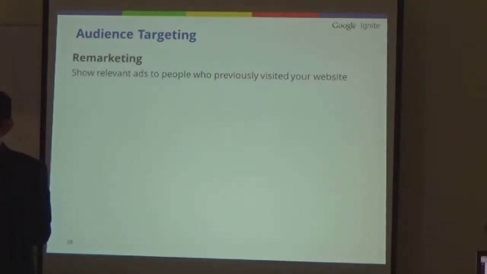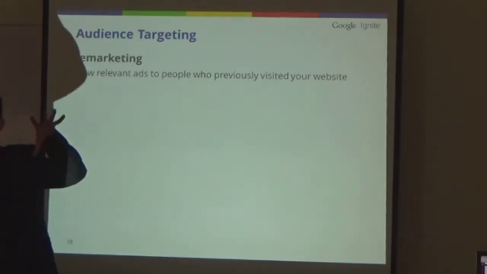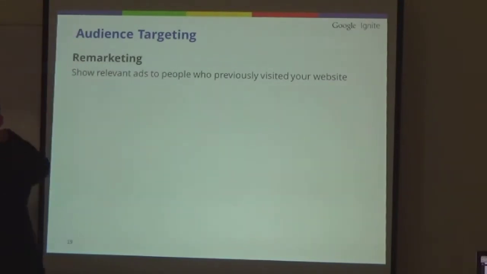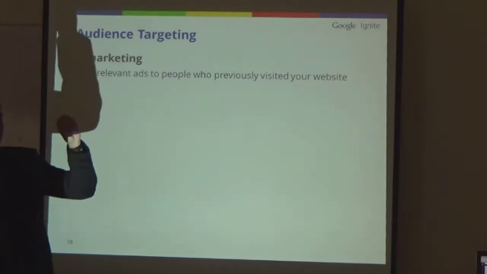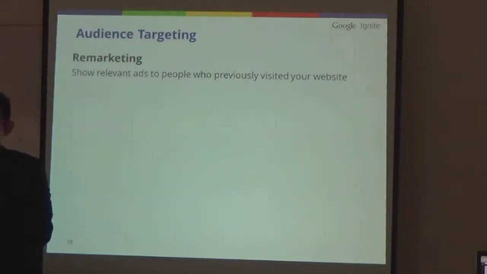Audience targeting. There are two things we're talking about when it comes to audience targeting. Number one is remarketing, and number two is targeting by interest. Bear in mind, in audience targeting, we are not putting in words that are contextually related to show the ads, neither do we choose websites where we want to place. We don't do that. We are actually targeting the individual, the audience themselves.